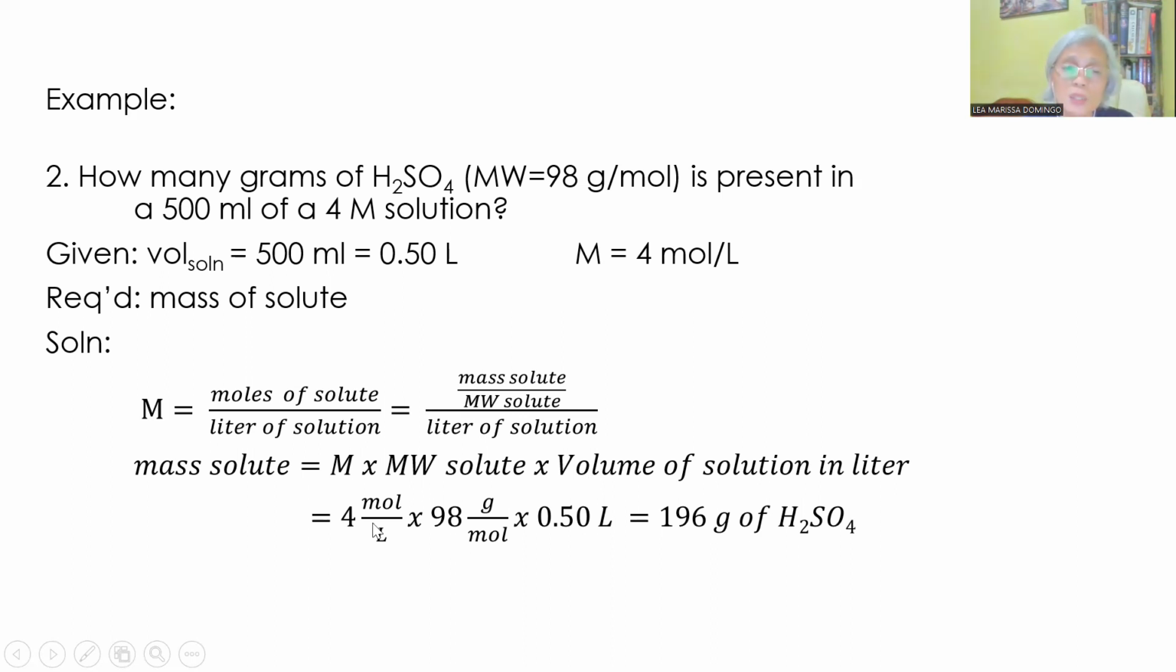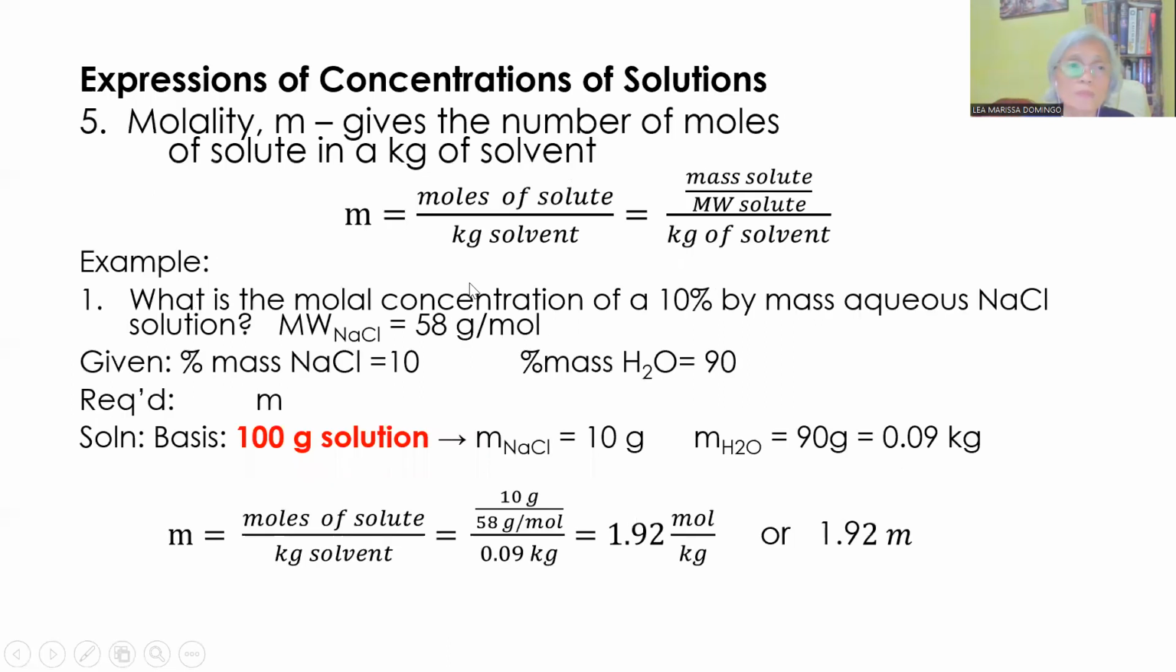So molarity is 4 moles per liter times 98 gram per mole times 0.5 liter. So the mole would cancel out, the liter would cancel out, leaving grams. So we have 196 grams of sulfuric acid present in 500 ml of a 4 molar solution.